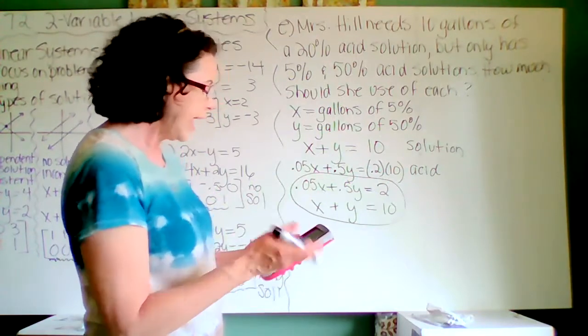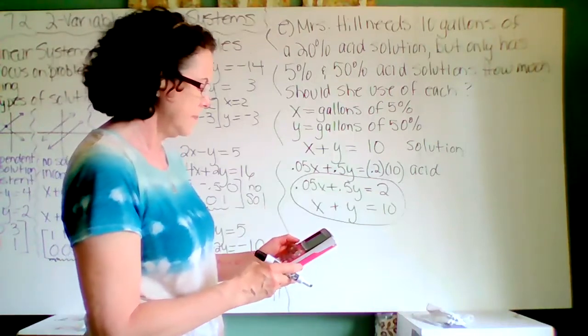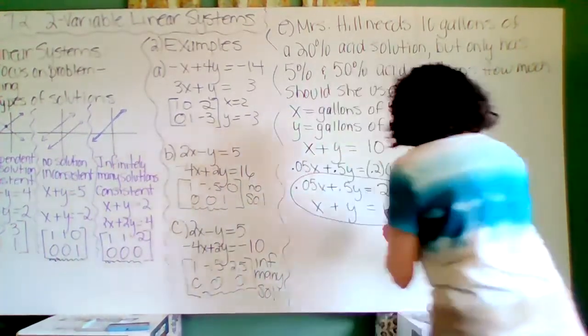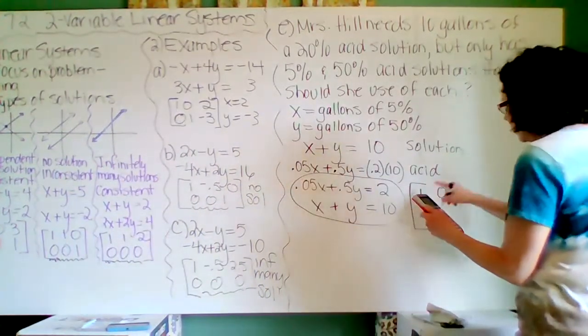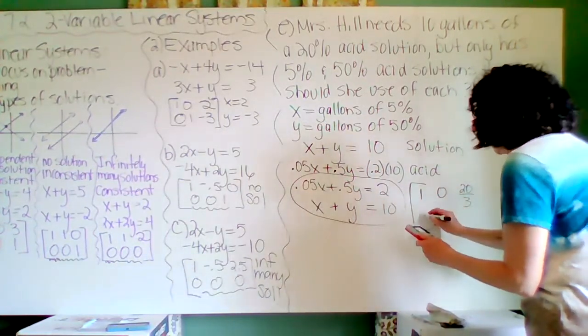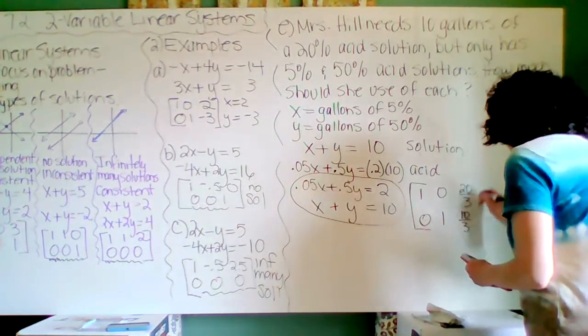There we go. And that says I get a decimal, so I'm going to hit math and fraction. There we go. That Mrs. Hill should use, for solution X, 20/3 gallons and for solution Y, 10/3 gallons.